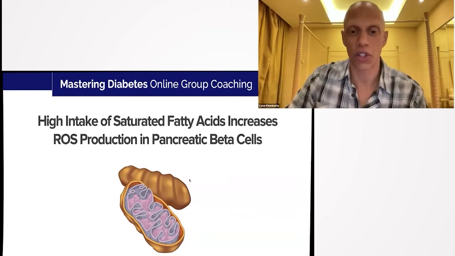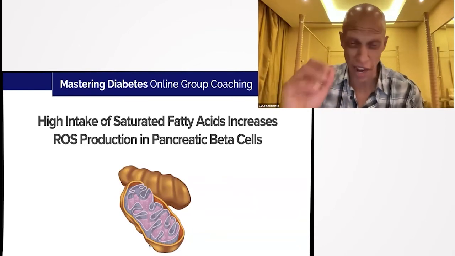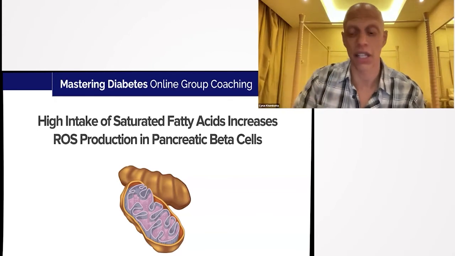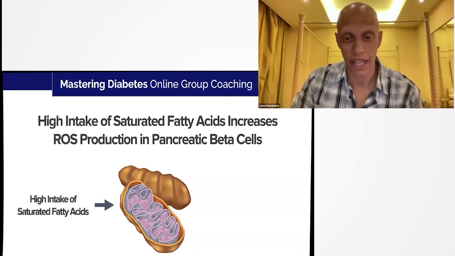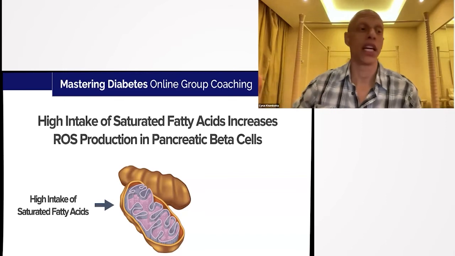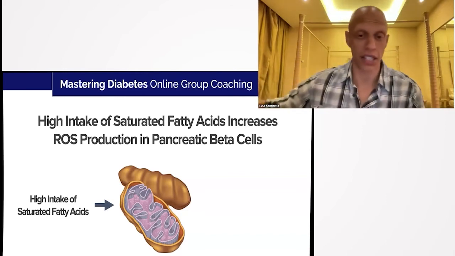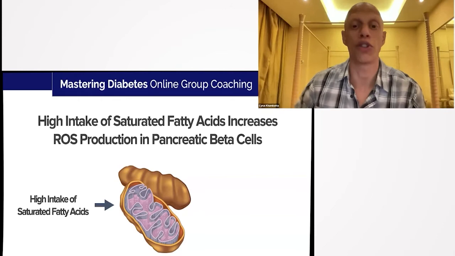So these are small little energy factories and they happen to be very, very abundant inside of beta cells because they have a very specific function. And their function is to basically help in the production of insulin. It's a very complex system and we don't need to go into too much detail about that.